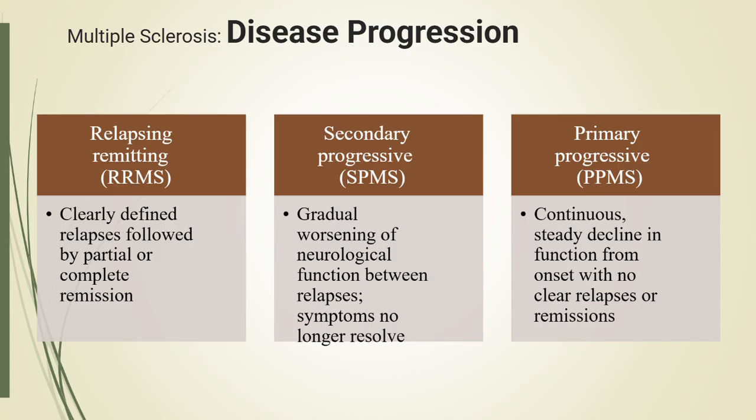Understanding these three progression patterns helps nurses recognize when a patient's condition is changing and reinforces the importance of early symptom detection, mobility monitoring, and safety interventions. It also helps nurses support patient education on treatment goals, prognosis, and ways to maintain independence throughout the disease course.